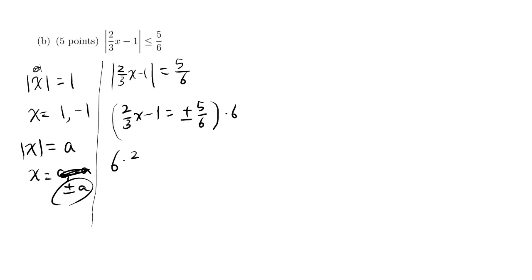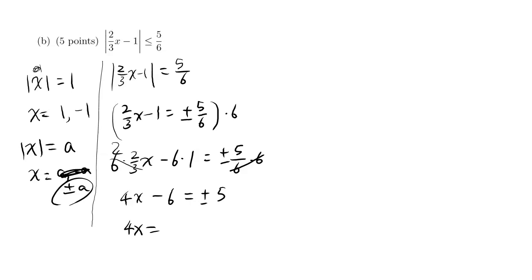Okay? 6 times 2/3 x minus 6 times 1 equals plus minus 5/6 times 6. I multiply 6 to all the terms I see here. 6/3 is 2. 2 times 2 is 4, so you have 4x minus 6 equals, 6 cancels, plus or minus 5. So what is that? That means 4x is, if you add 6 both sides, 6 plus minus 5, and divide by 4 both sides, and you get x equals 6 plus minus 5 divided by 4.